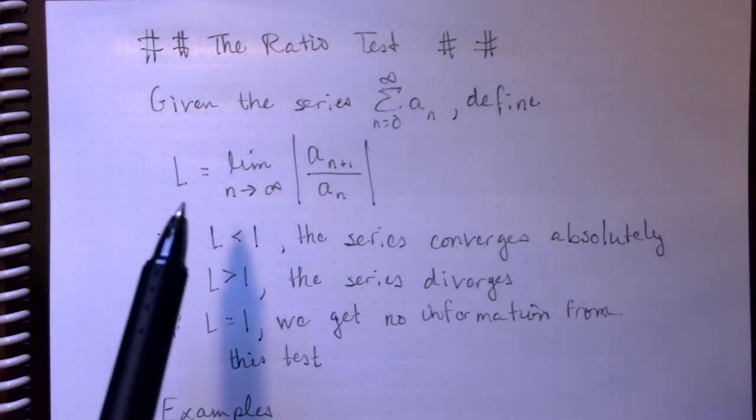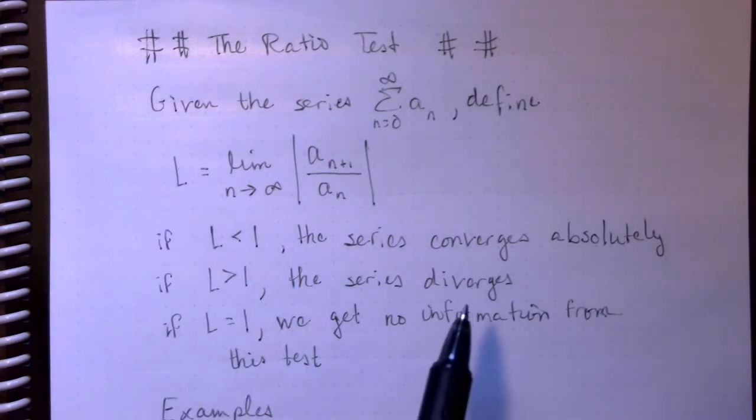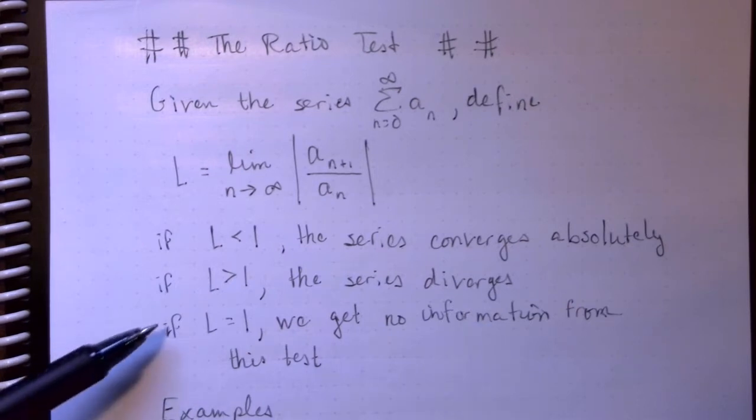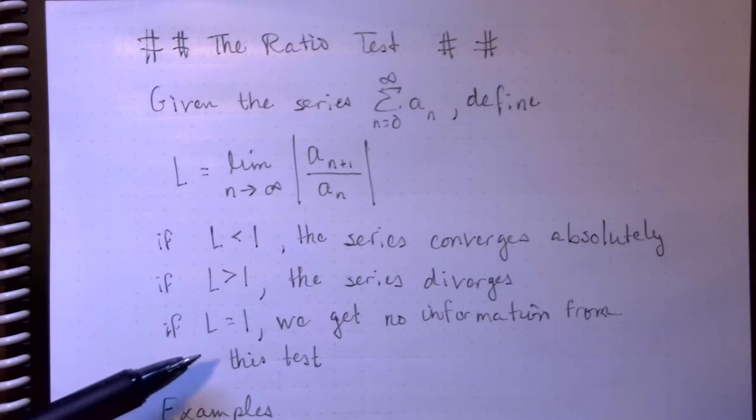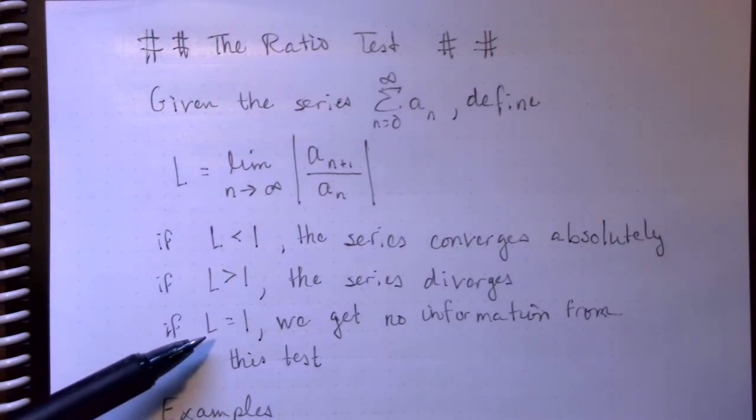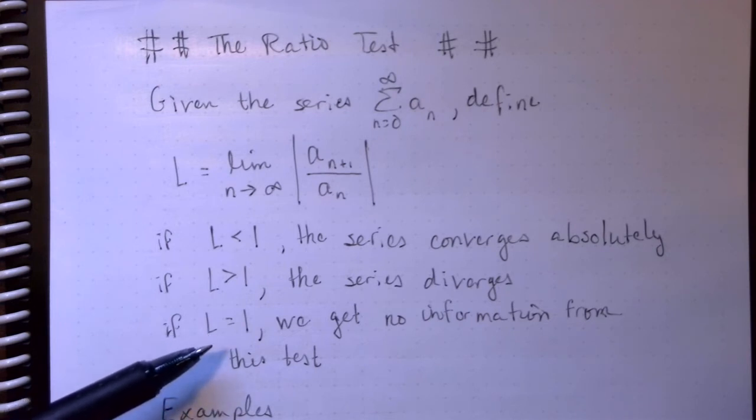If this quantity L is greater than 1, then the series is divergent. And the kind of middle case here, if L is equal to 1, we actually get no information. There are series where this limit is equal to 1 and the series converges. We'd have to establish that using a different test. And there are cases where this limit L is equal to 1 and the series diverges. So we can't really tell anything just from that.